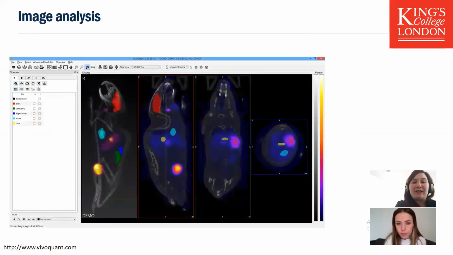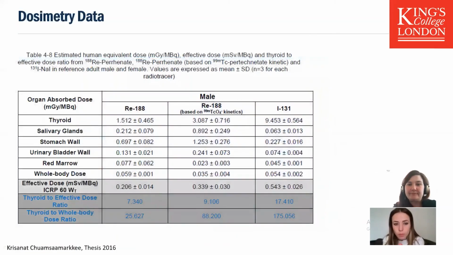You can then go on to analyse the images using software such as Vivo, shown here. Images captured at different time points can be analysed. You can draw regions of interest and you can extract different types of data. If required, the dosimetry data can be determined from imaging data, which help us to predict the effective dose in humans and the dose absorbed by key organs to determine the expected safety profile when translated to clinical practice.